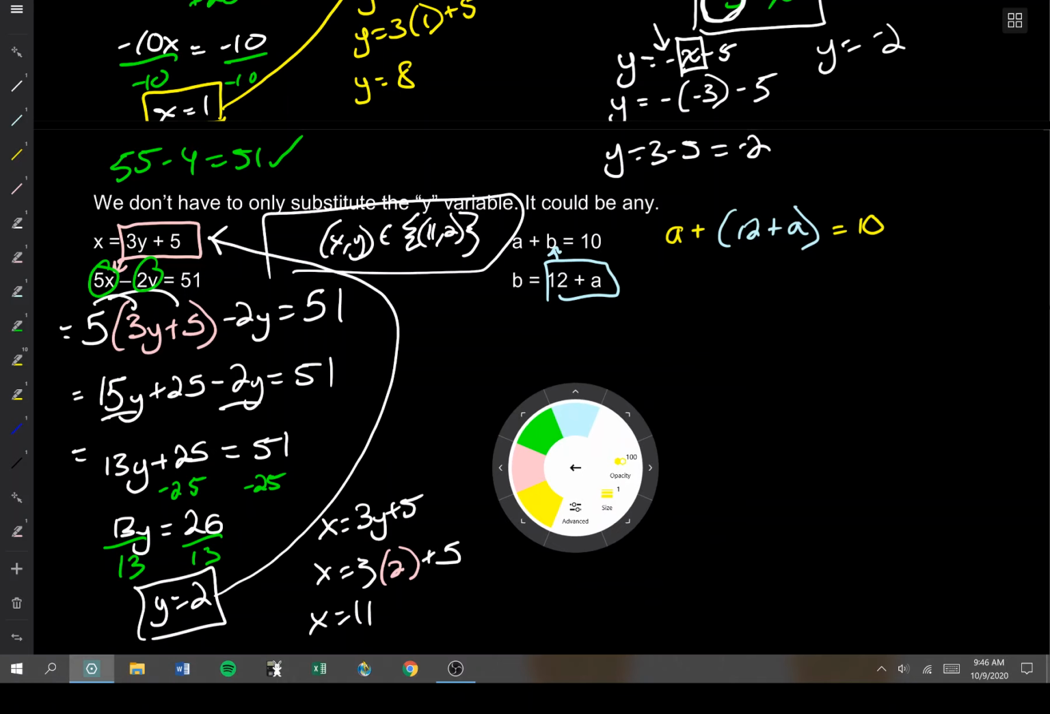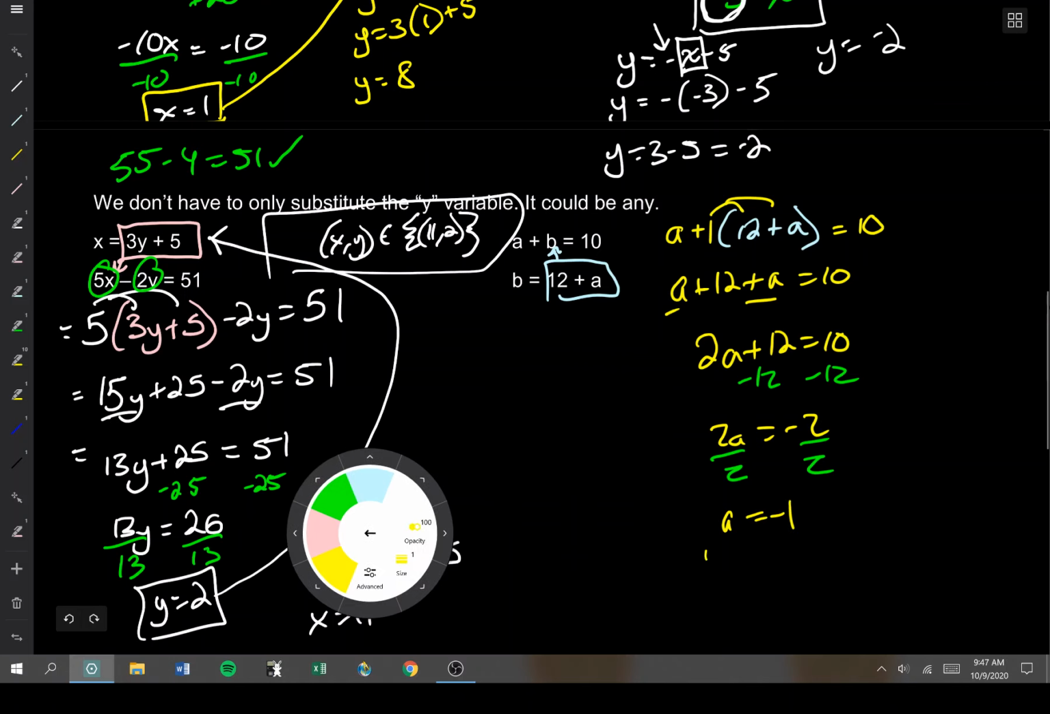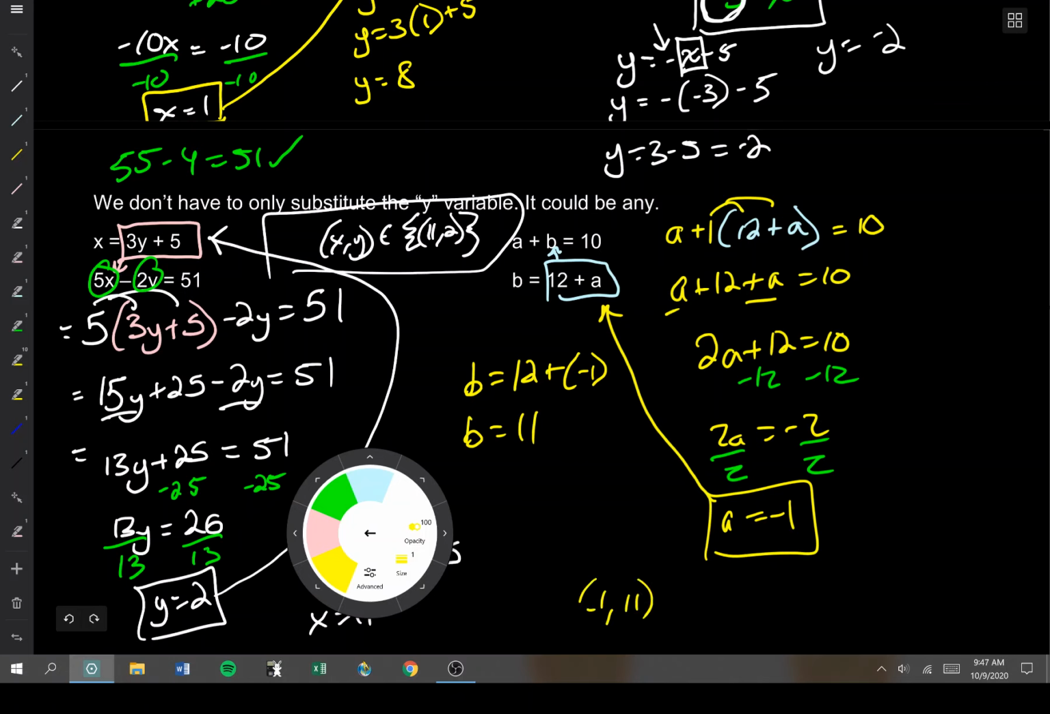There's nothing to distribute. You can imagine like there's a 1 in front of this to distribute if you want, but this is really just going to be a plus 12 plus a equals 10. Combine some like terms, and 2a plus 12 equals 10. Subtract 12 from both sides, and 2a equals -2. Divide both sides by 2, and a equals -1. Since I know that a equals -1, plug it in up here. So b equals 12 plus -1, which means that b equals 11. And my solution is going to be the point -1, 11.